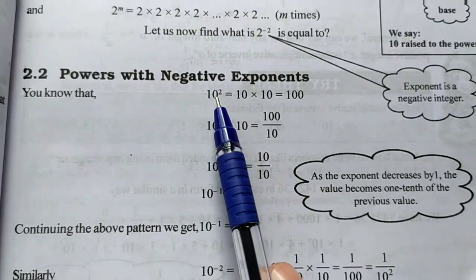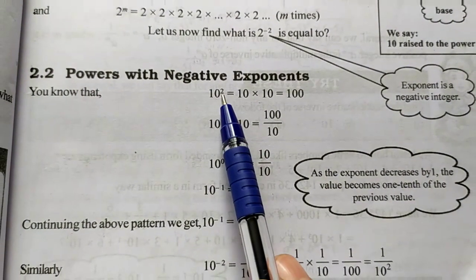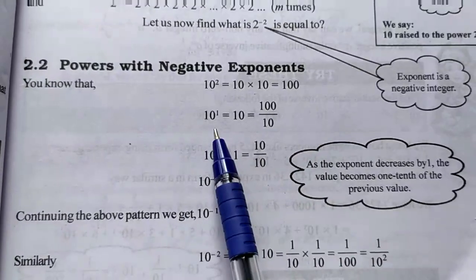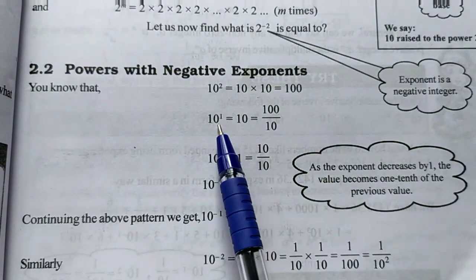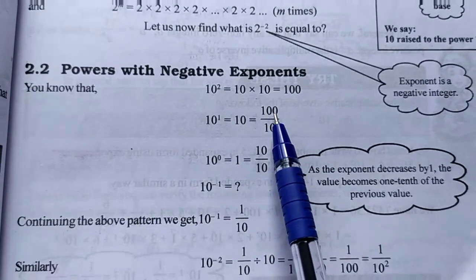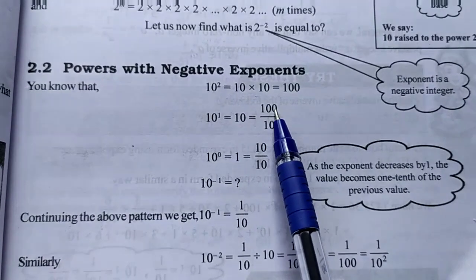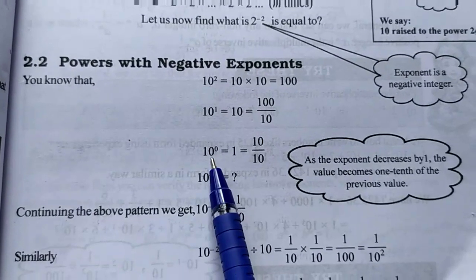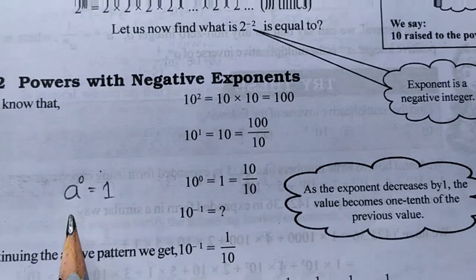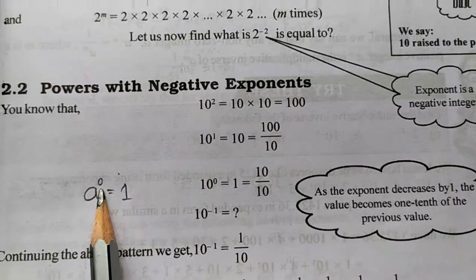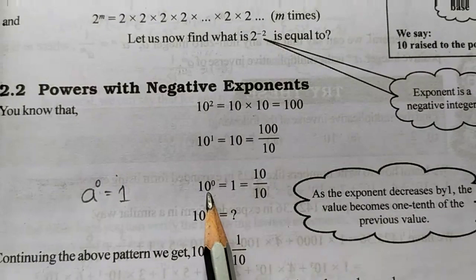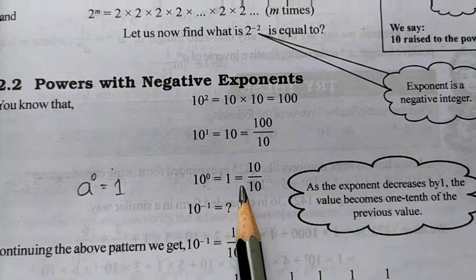If we write 10 square, meaning 10 to the power 2, then we write 10 into 10, that is 100. If we take 10 to the power 1, it is only 10, so we can write it as 10, or 100 by 10. If you divide again, you will get 10. Then 10 to the power 0 is always 1. A number having power 0 always gives us 1. So 10 to the power 0 is 1.